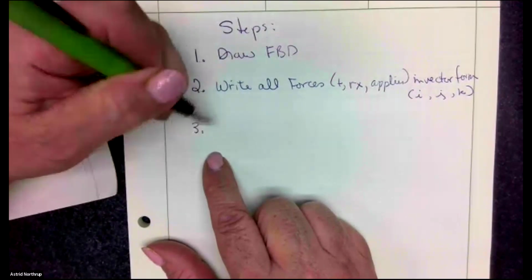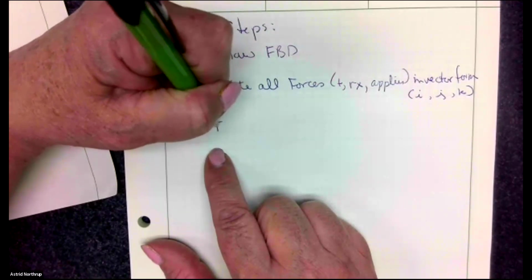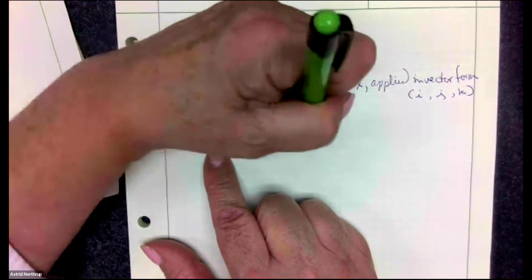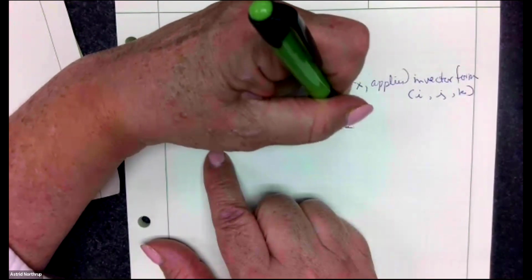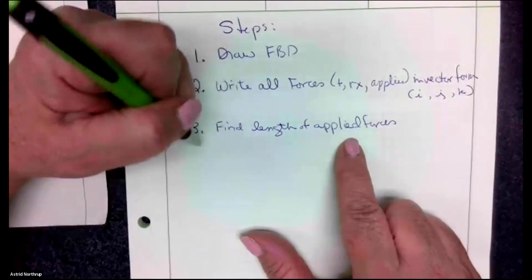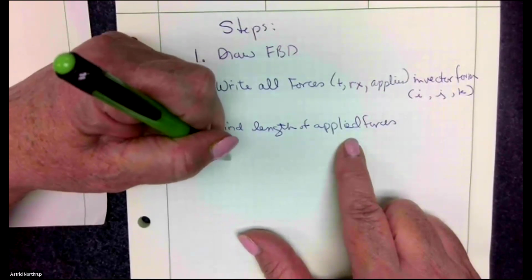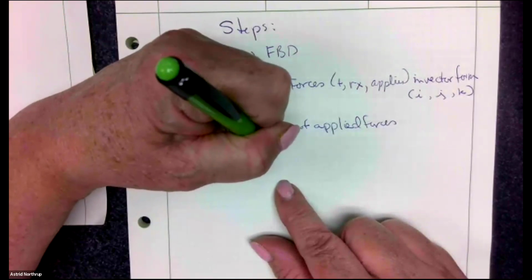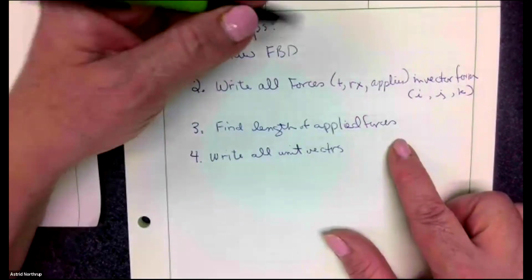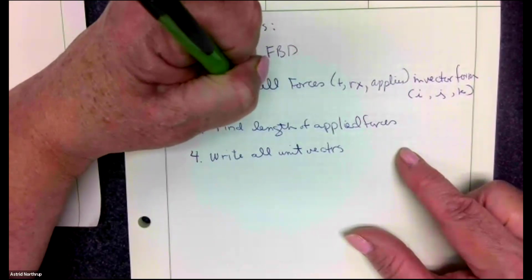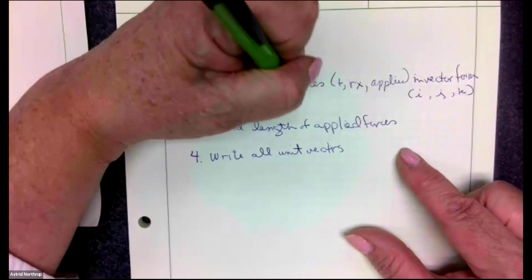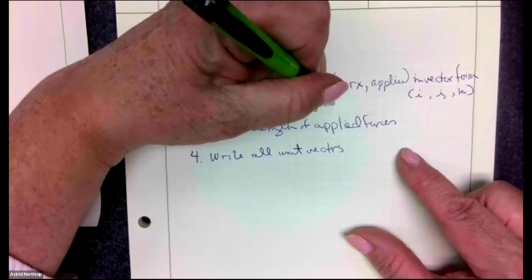The third thing is to find the length of applied forces. Here we found the length of AB and AC. And then write all unit vectors. So let's just do this as an example. That means that a vector force is equal to component force in X, I, plus component force in Y, J, plus component force in Z, K.